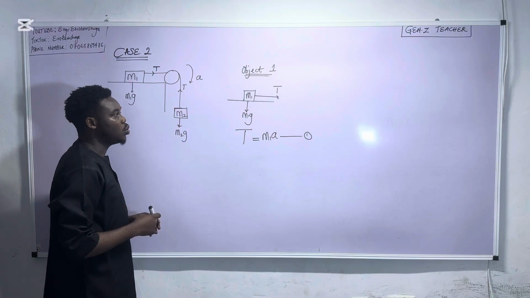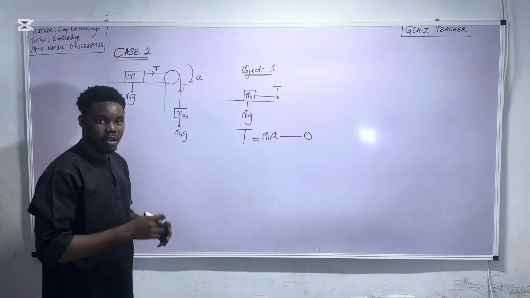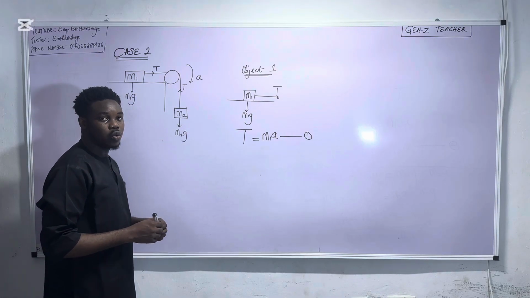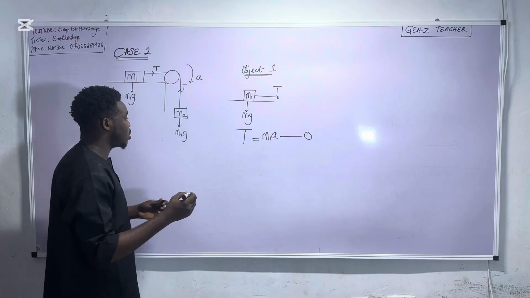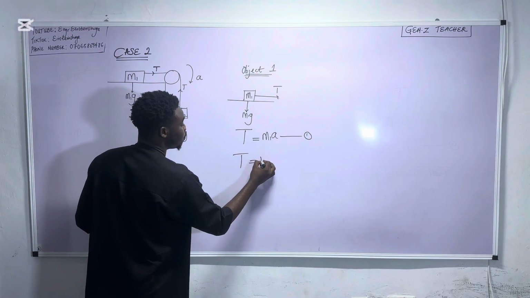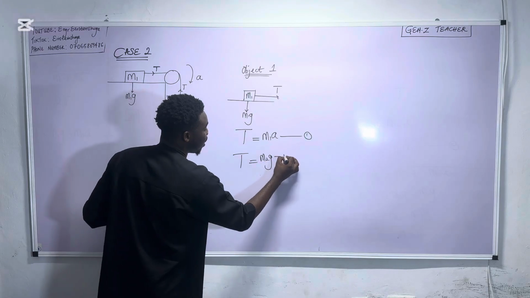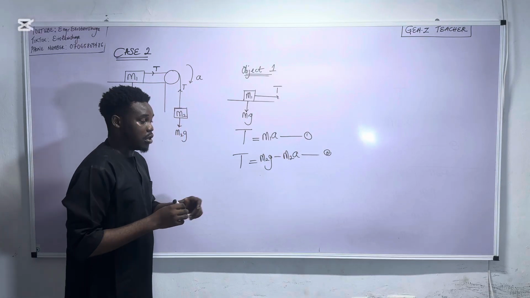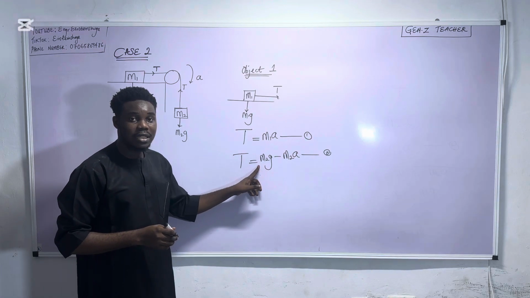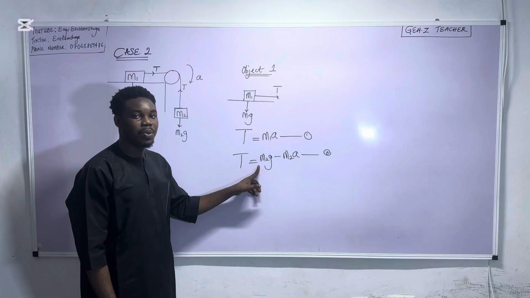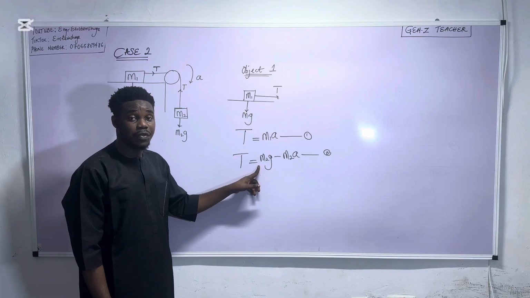Now for object 2, we've done it before. In our previous video, we explained what occurs for object 2, so I wouldn't want to waste your time. We'll just say for object 2, the tension, if you remember, was equal to M2G minus M2A. This is equation 2. If you have an issue understanding this, go to the previous video under case 1. It was explained perfectly in that video.